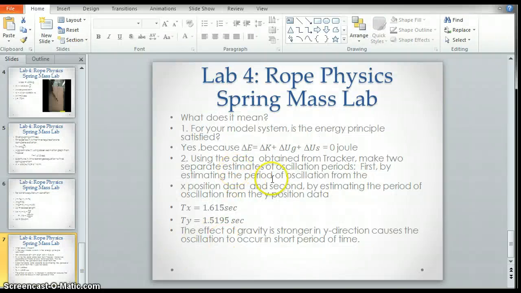The next question is: using data obtained from Tracker, make two separate estimates of the oscillation period. First, estimate the period of the oscillation from the x position data, and second, estimate the period of the oscillation from the y position data. Here it is equal to 1.615 seconds in the x direction and 1.559 seconds in the y direction. The difference is because the effect of gravity is stronger in the y direction, which causes the oscillation to occur in a shorter period of time.